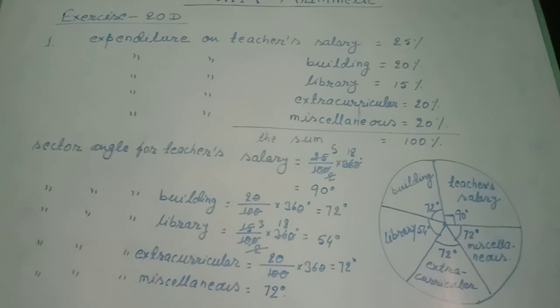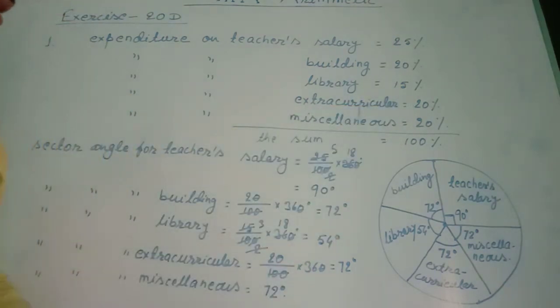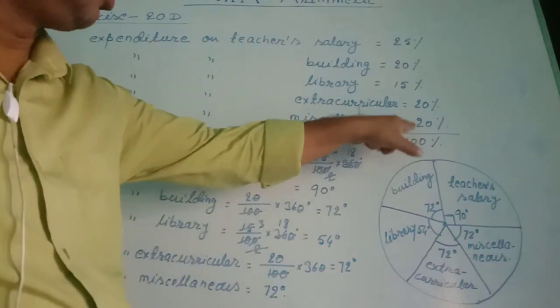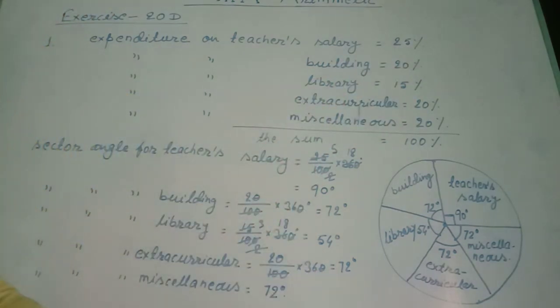Fourth is sector angle for expenditure on extracurricular activities, that is 20 by 100 into 360 degrees. This calculation became 72 degrees. And the last is sector angle for miscellaneous, that is 20%. So these three are 20. So first we got 72, so the remaining will also be 72 degrees.